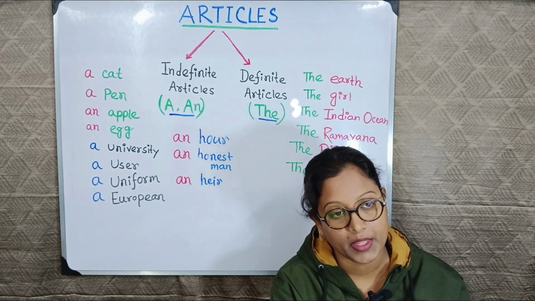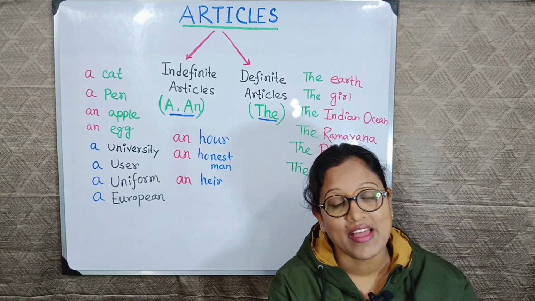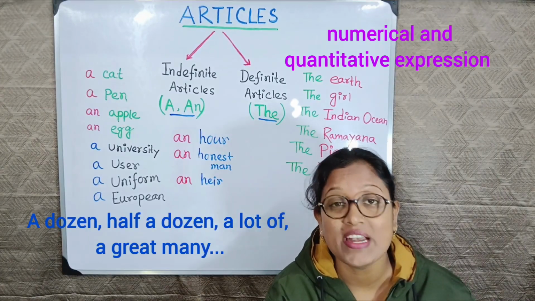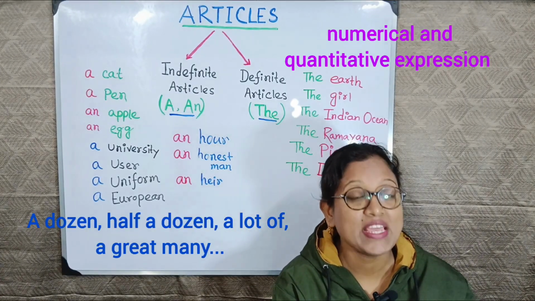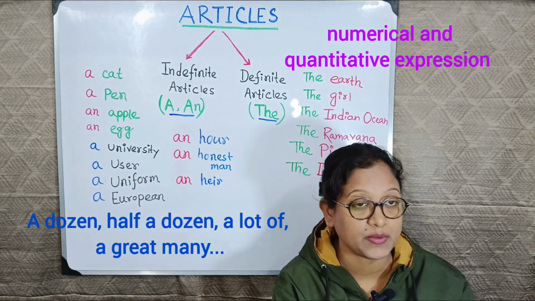Clear? Number five, we use a or an before some numerical and quantitative expressions like that.